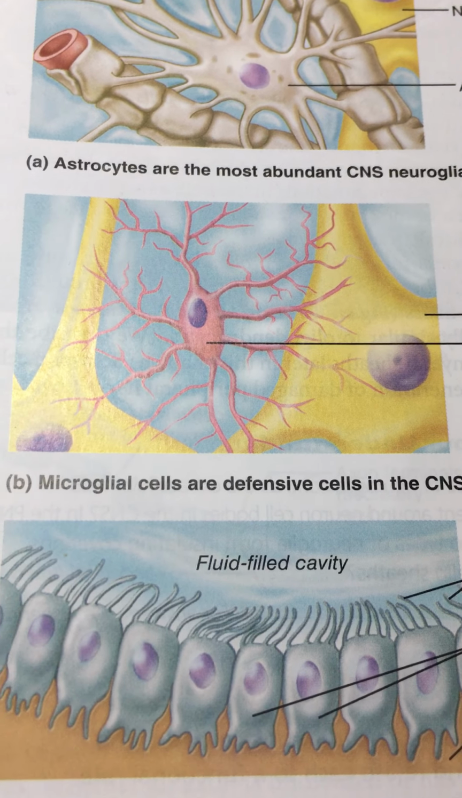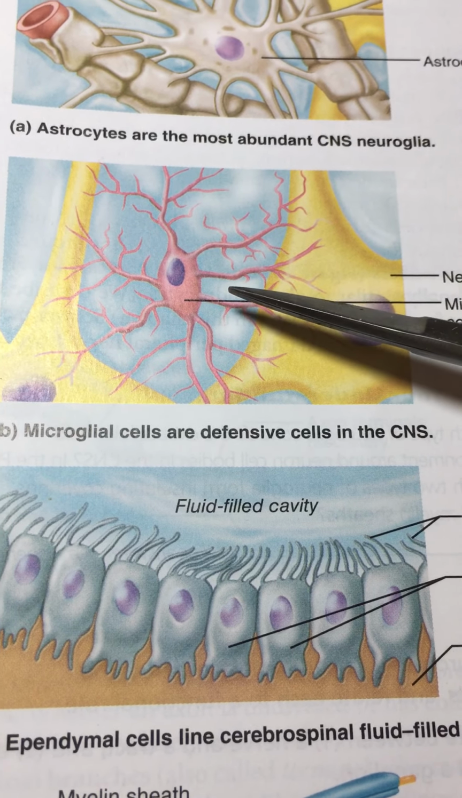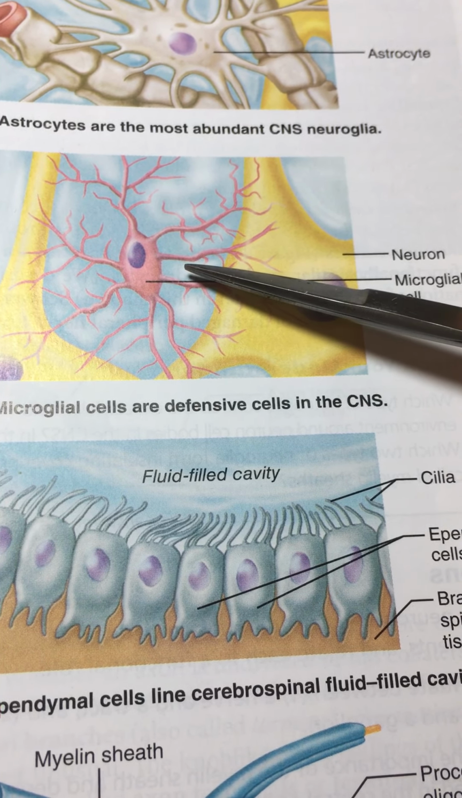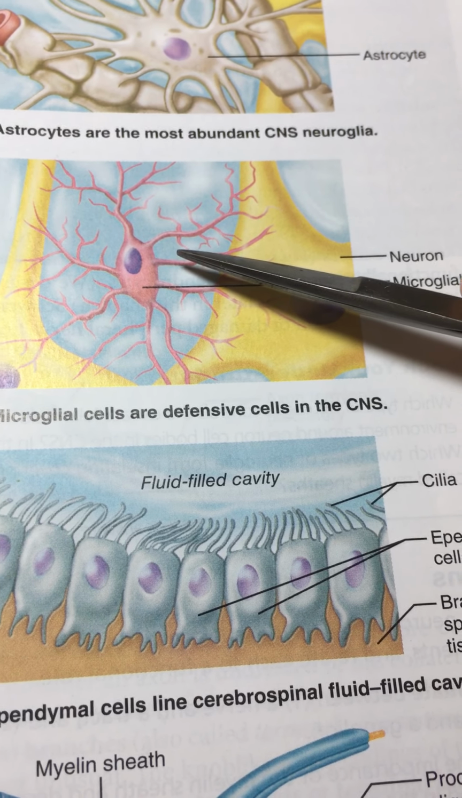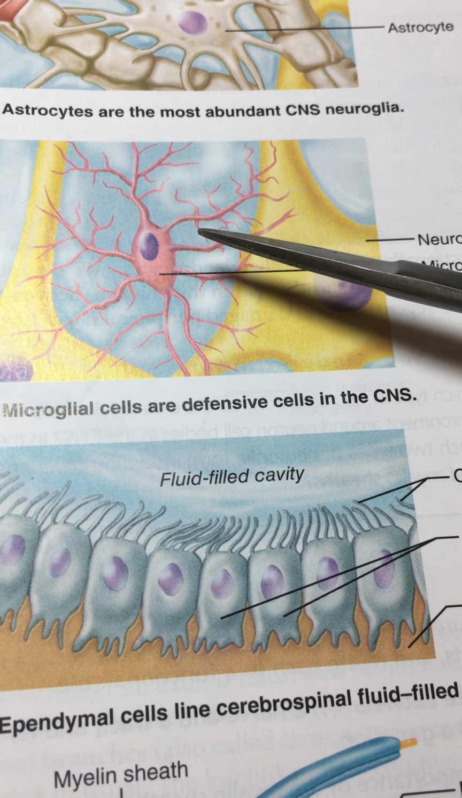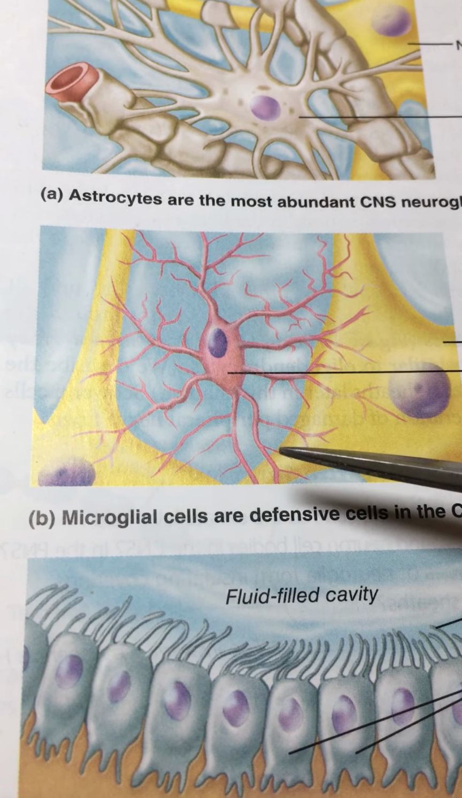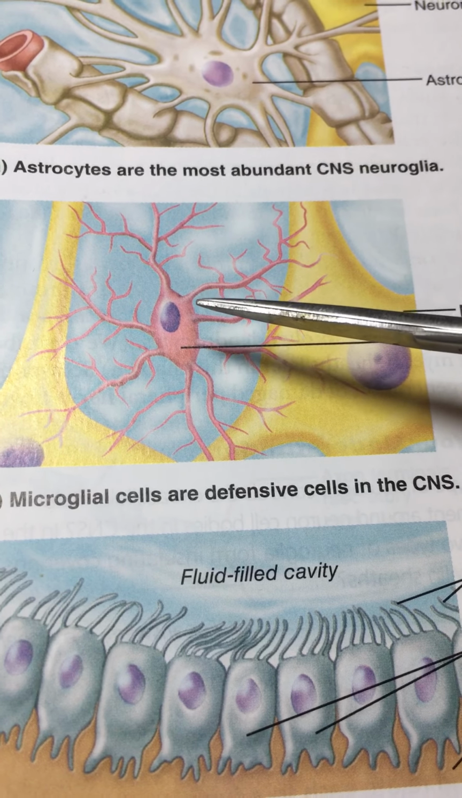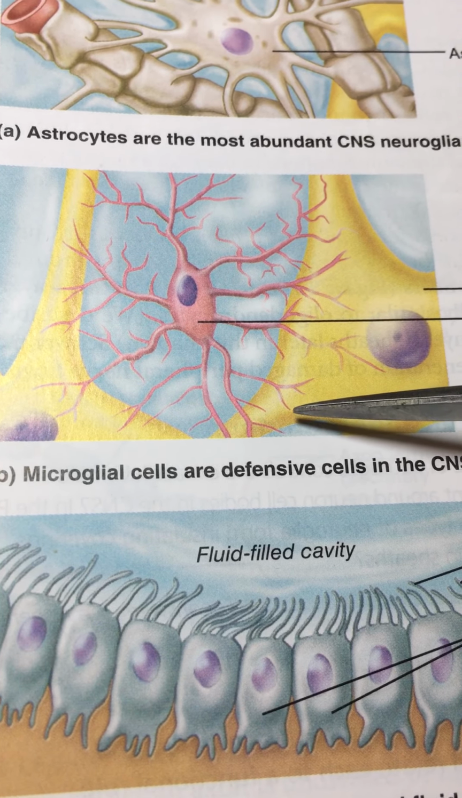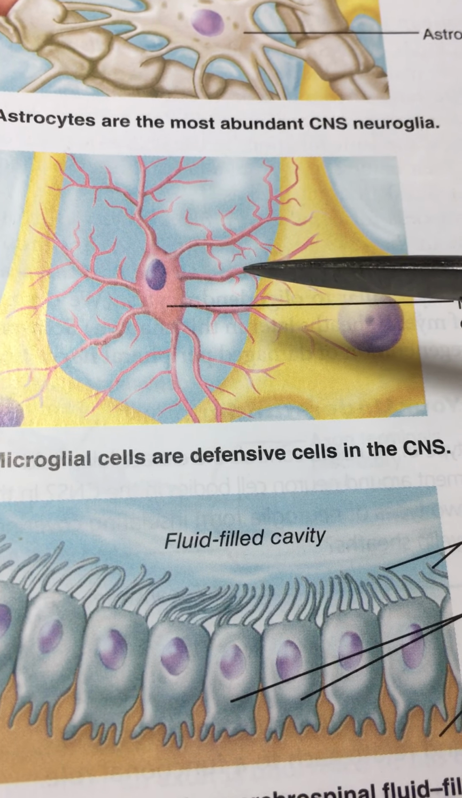Then we have this next cell down here, the microglia, and this is actually a macrophage. It's a monocyte that has diapedized or exited the circulatory system. And what we have here is the macrophage with its dendrites. These dendritic cells are particularly active. And so this is a very active macrophage, and it's cleaning up cellular debris and any sort of infection that might pass through this way.